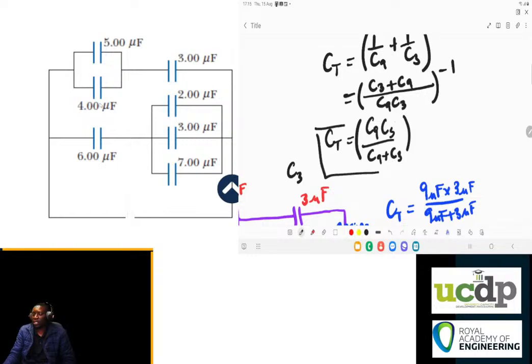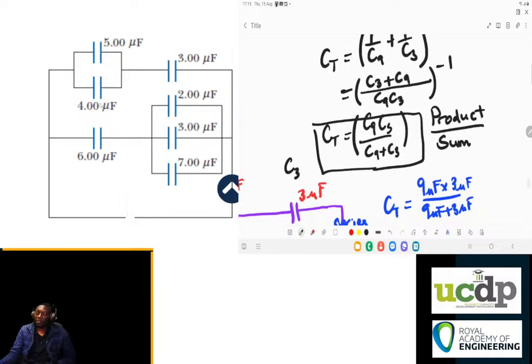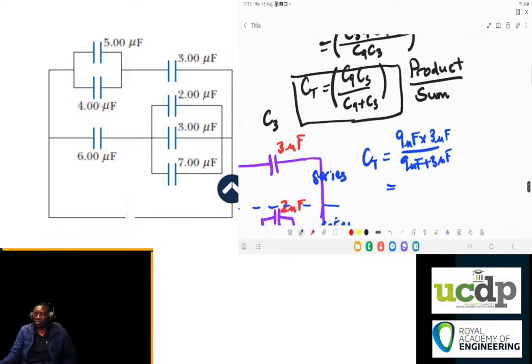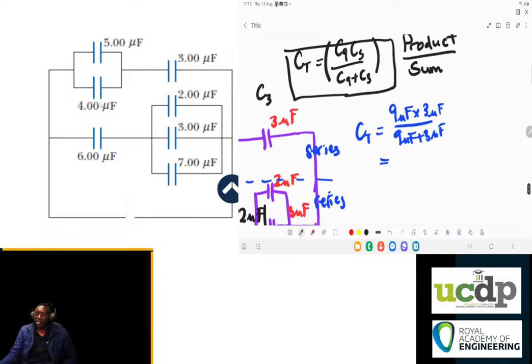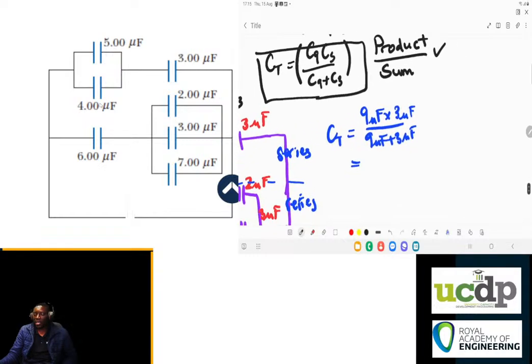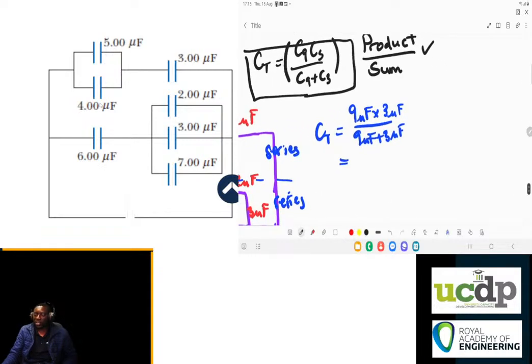That's how we get this formula that we say it's the product of the two capacitors over their sum. It's product over sum. So if you have only two capacitors and they're in series, instead of doing 1 over C1 plus 1 over C2, you just do C1 times C2 over C1 plus C2. That's basically what we refer to as product over sum. So it gives you directly the answer without the need to invert.